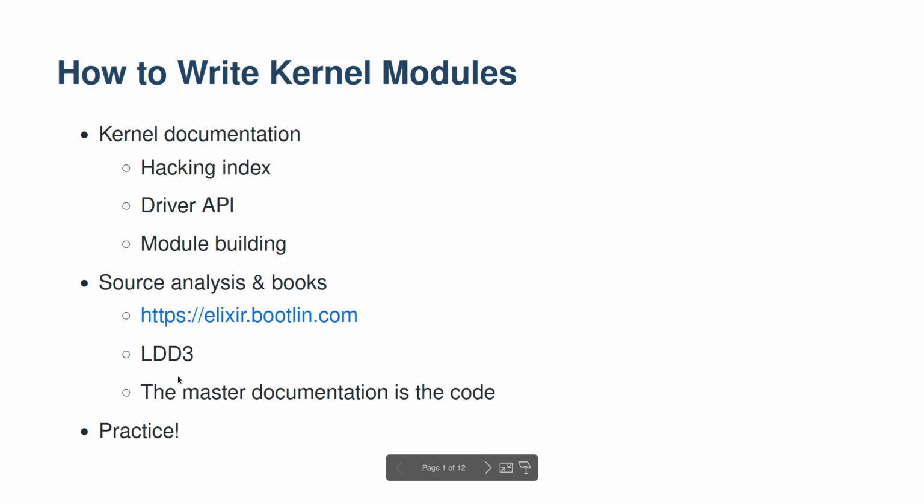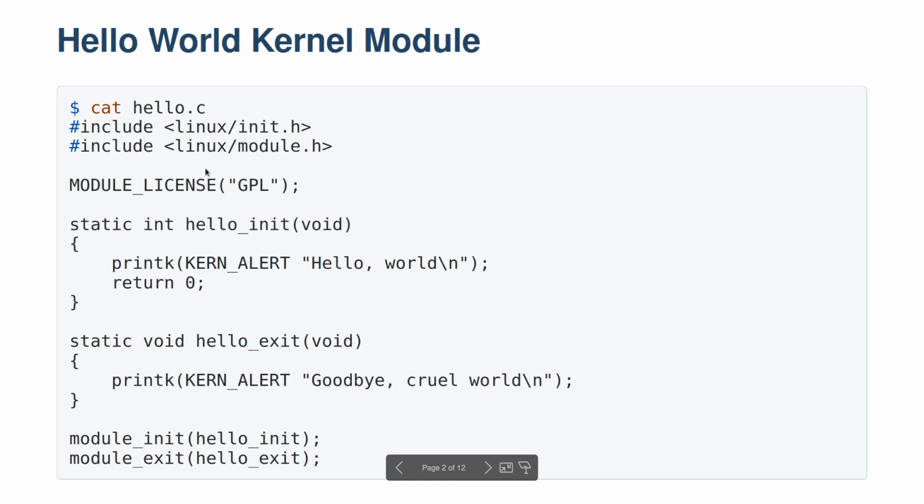edition, or we can read the code, right? The master documentation is always just reading it. And how to get good at writing them, obviously we have to practice. So here's an example of a kernel module, a very simple one, right? Sort of our hello world equivalent for a kernel module.